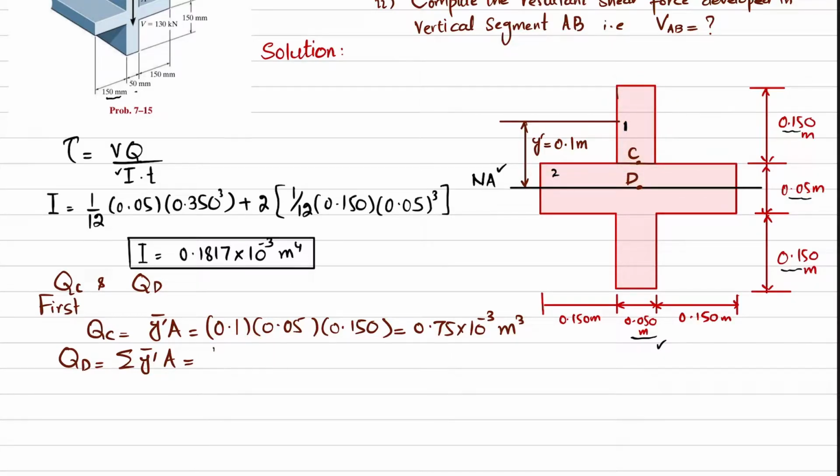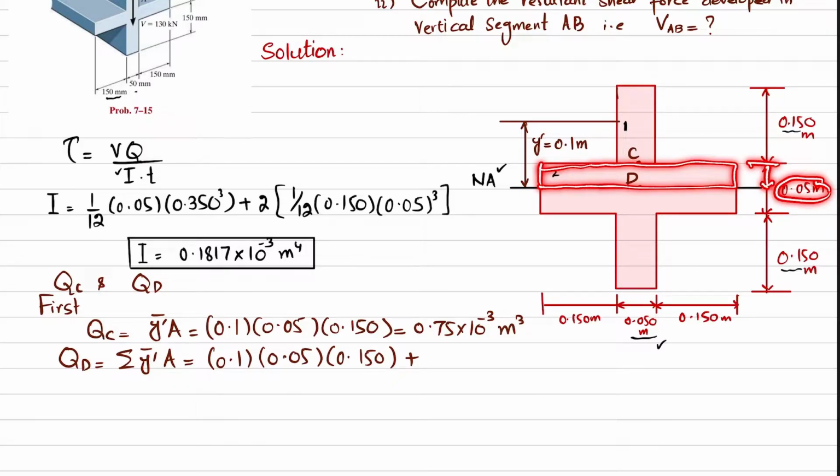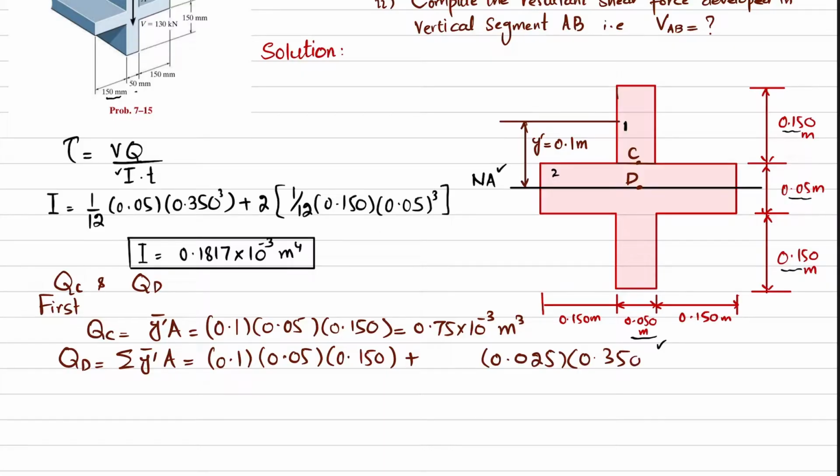So I will write for member 1: y dash is 0.1 and area is 0.05 into 0.150, plus, now this area is how much? Its height is 0.05 divided by 2, which is 0.025, and its width is 0.350. And what will be its y2 dash? Y2 dash will be the distance from the neutral axis to the mid of this portion, which is 0.05 divided by 2, that is 0.025 meter. So I will write 0.025 as well.